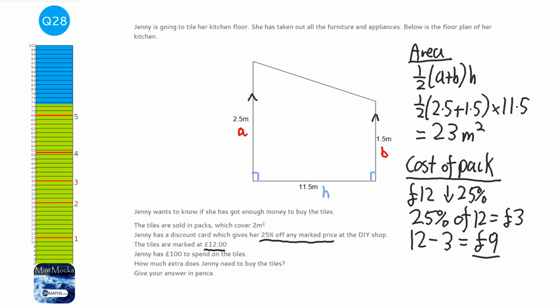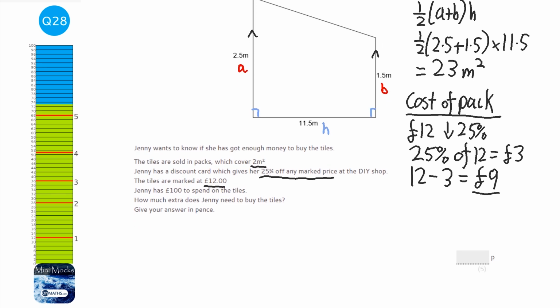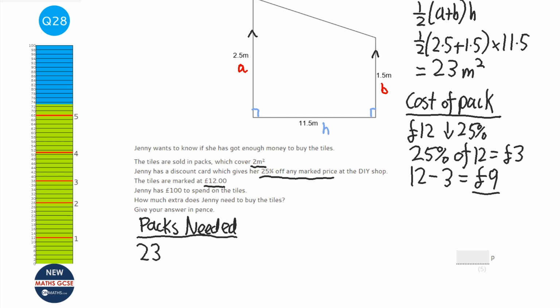Okay, so it feels like we're getting somewhere. Now, each one costs £9, but each one covers 2 meters squared. We know we've got 23 meters squared to cover. So what I can do is work out how many packs I need. So packs needed: I've got 23 meters squared to cover, and each pack covers 2. So I'll do 23 divided by 2. That gives me the answer of 11.5. So I need 11.5 packs.